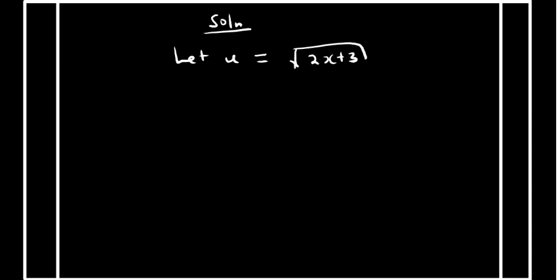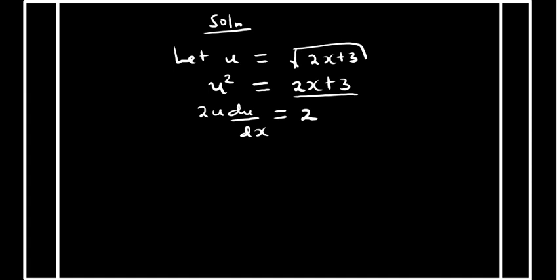Now if u is root of 2x plus 3, to remove the square root we can simply square both sides, so that u squared is equal to 2x plus 3. From this point we differentiate u squared with respect to x, and that gives us 2u du/dx, equal to 2 on the right-hand side, because when you differentiate 2x plus 3 with respect to x, you get 2. The 2 cancels with the 2, so that when we make dx the subject, it becomes u du.